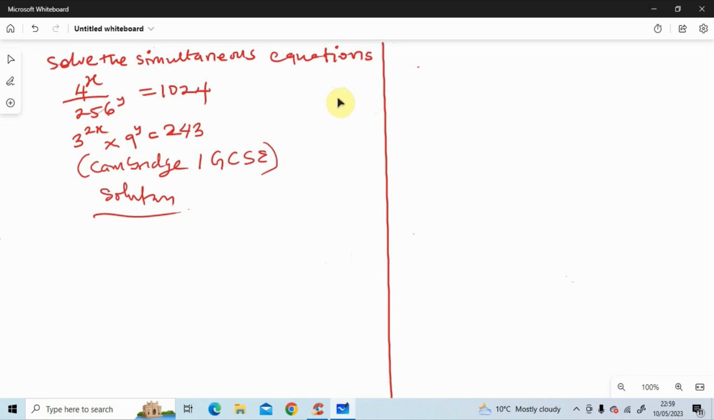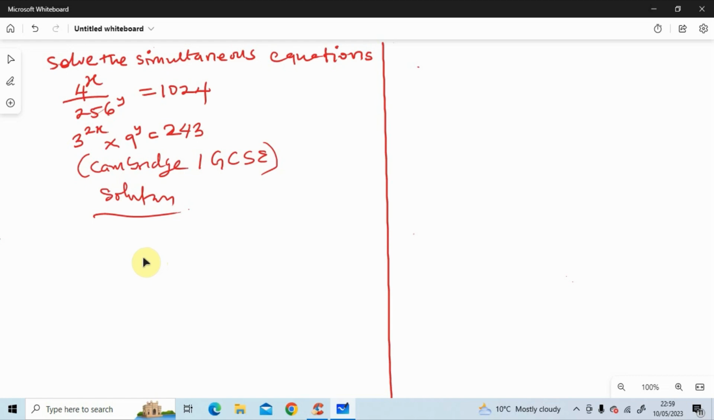Hello friends, today I'll be looking at simultaneous equations involving exponential functions. So this question says solve the simultaneous equations for 4 exponent x divided by 256 exponent y equal to 1024 and 3 exponent 2x multiplied by 9 exponent y equal to 243.